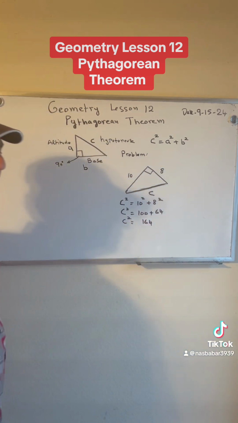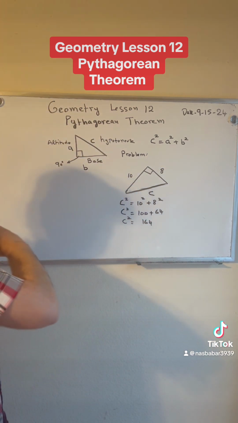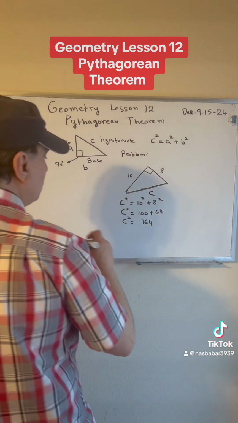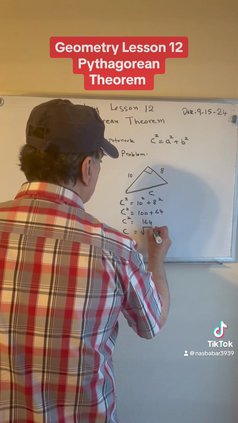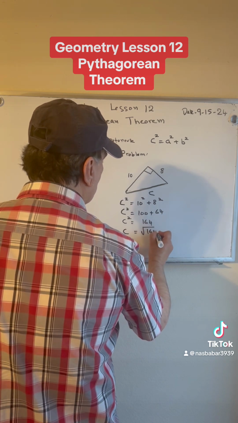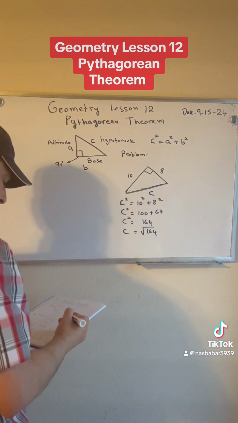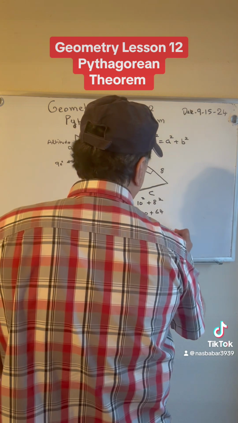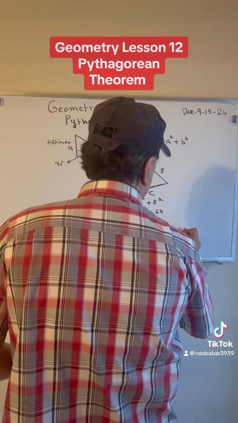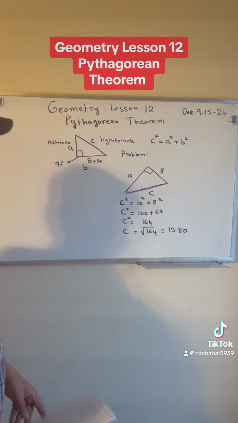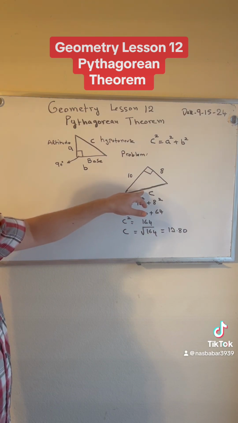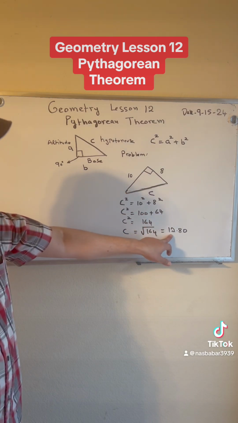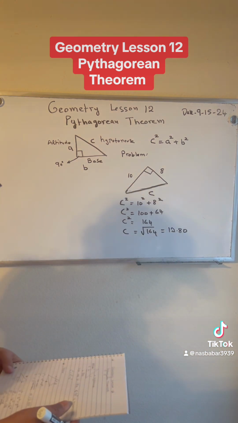Now, how would you find C? What you do is you take the square root of both sides to get rid of this square. So then C is equal to the square root of 164, which comes out to 12.80. So remember, I told you that the hypotenuse, which in this case is side C, is going to be the longest one. So how's that?